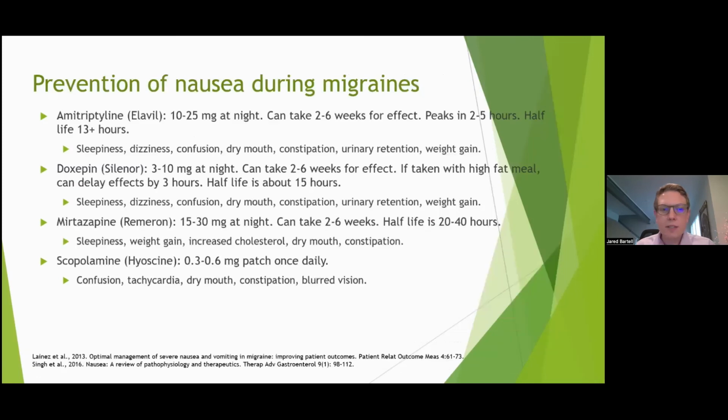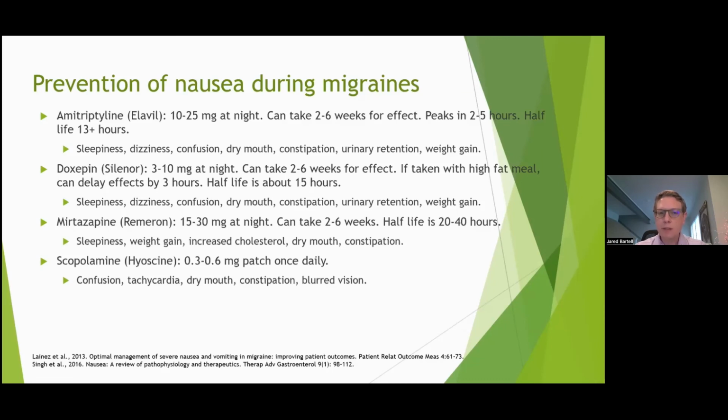And then I think this is the last main slide I have. So, prevention of nausea during migraines. We think about medicines that can help with migraine in general. Any of those typical ones that I didn't write here, but topiramate, propranolol, venlafaxine, duloxetine, even Botox, or the newer monthly CGRP medicines like Aimovig, Emgality, Ajovy. But specifically, some that have more evidence for use with nausea, like prominent nausea.